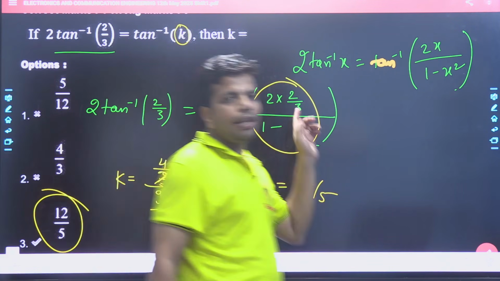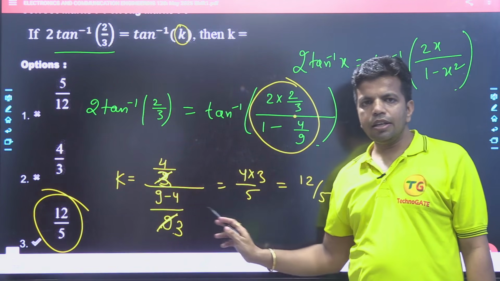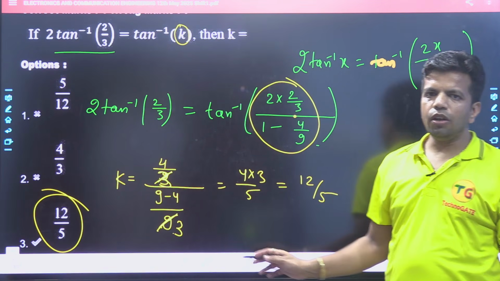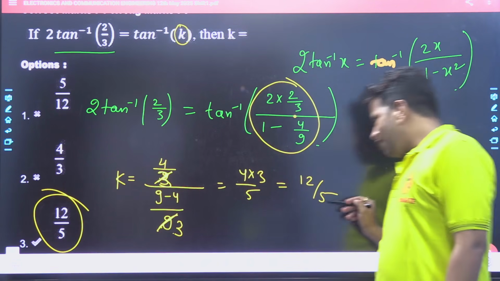This is 2 into 2 by 3. So it becomes 4 by 3. 9 minus 4 divided by 9. So 3 to 9, we can say that it becomes 3 only. 3 3s are 9. So we can cancel out that. We can put 3 here. On solving this, this is 12 by 5.